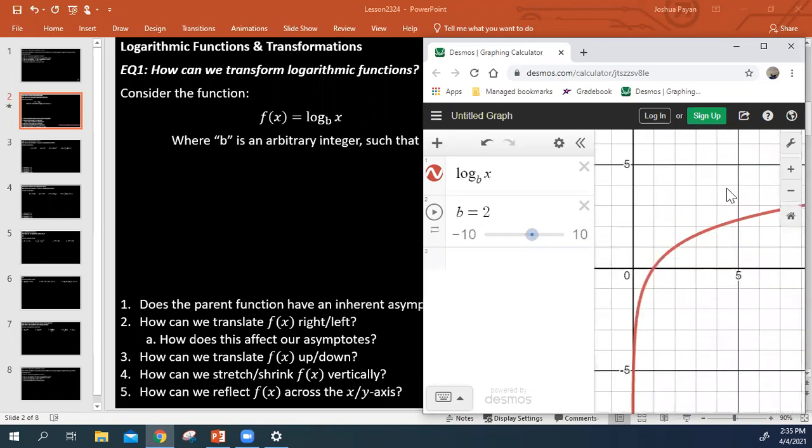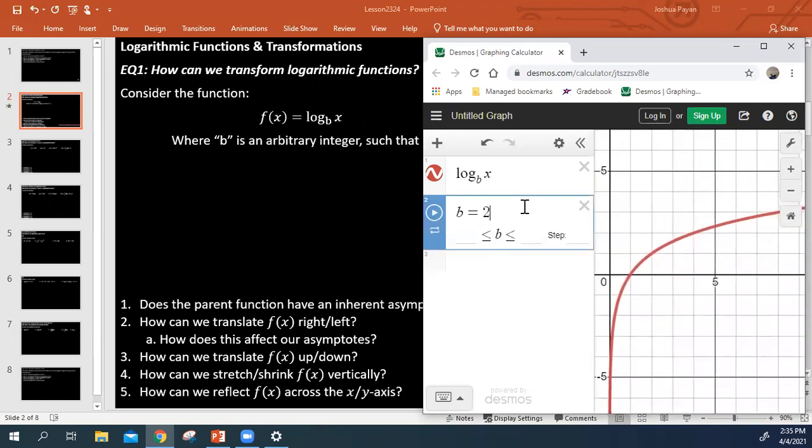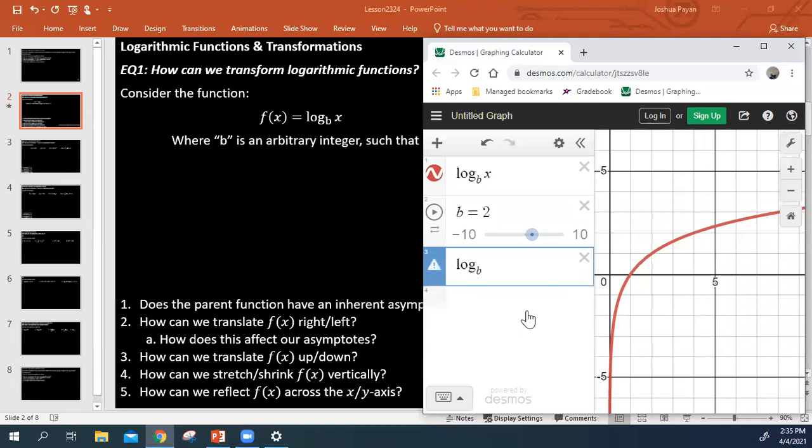Zoom in a little bit more. Okay, so how is this working exactly? Right? So how do we translate? If I take the same log base B, and it's going to use the same B in my slider there, and I want to translate either right or left, well, we already have an idea how that's going to work.